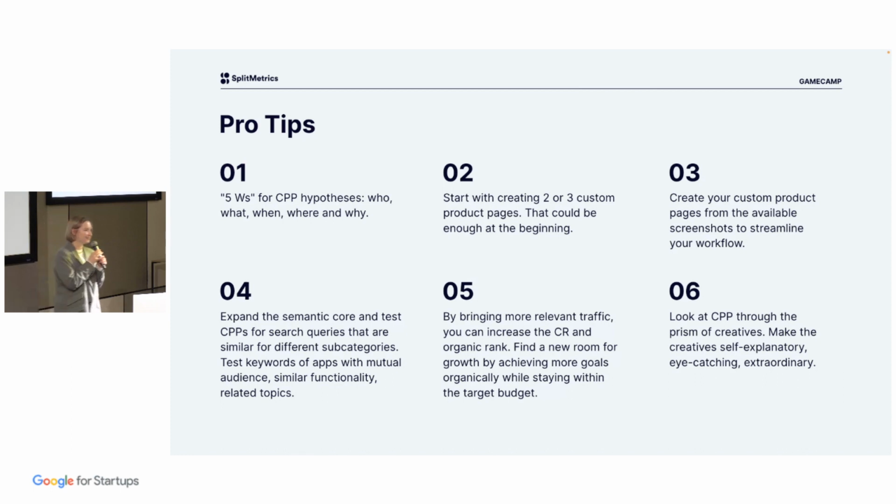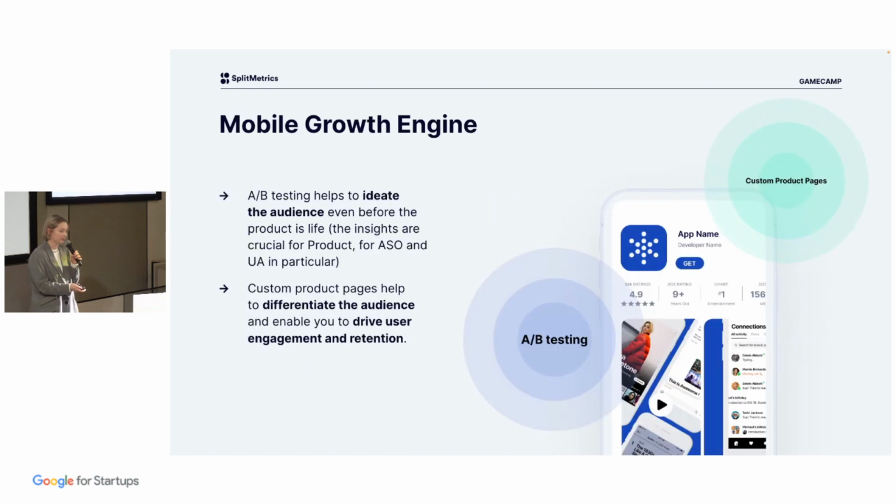Today we had some very insightful sessions regarding creatives, so it's a good point to implement these insights in your CPP strategy. And of course, by embracing the insights on the audience, companies have an opportunity not only to catch up, but to soar up ahead. So, with the help of A/B testing, you ideate the audience even before the product is live. You can use these insights and share them with your product, user acquisition, and app store optimization teams. With custom product pages, you have an opportunity to differentiate the audience and drive user engagement and retention.